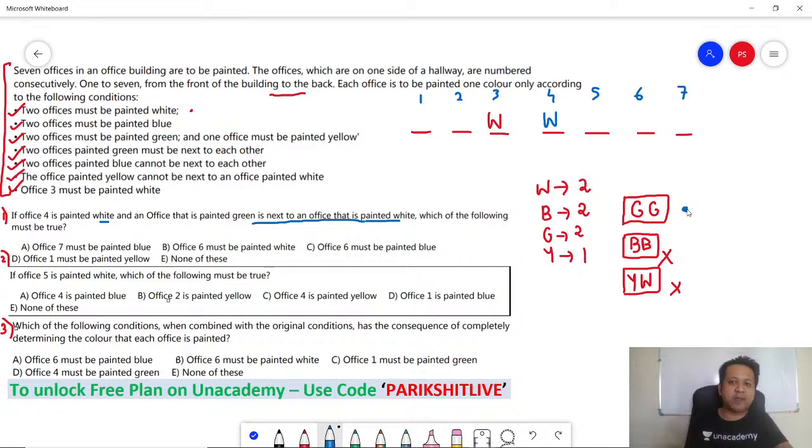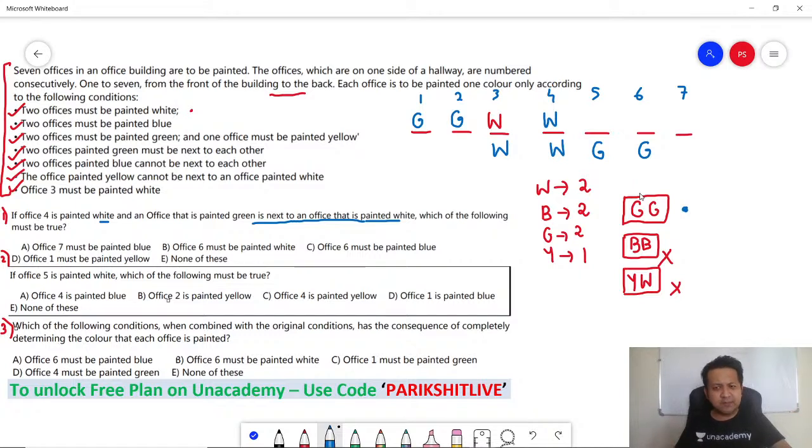It is next to white. So there are two possibilities. Green can be on the left side of white or on the right side of white. Two possibilities, so let's draw both. Green on the left-hand side of white, that's one possibility. Or the other possibility could be green on the right side of white, like this. So two possibilities.